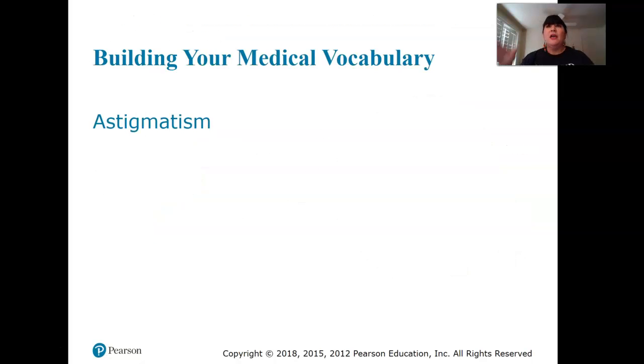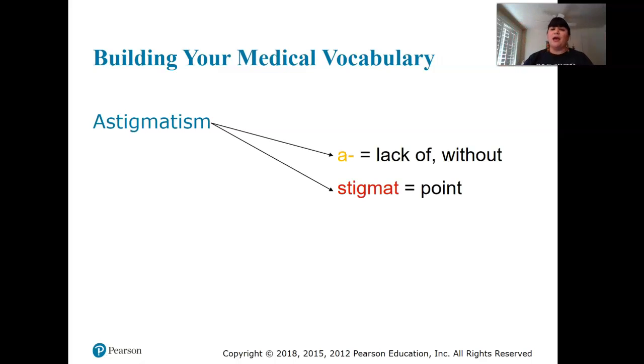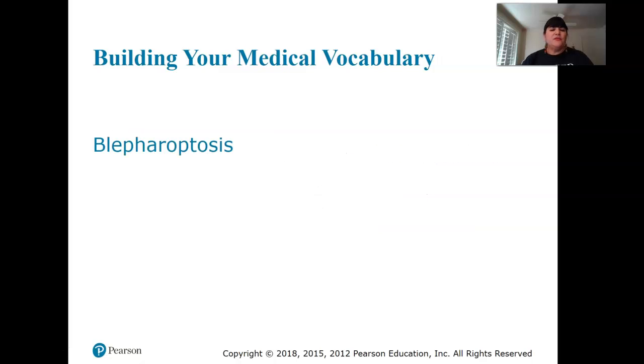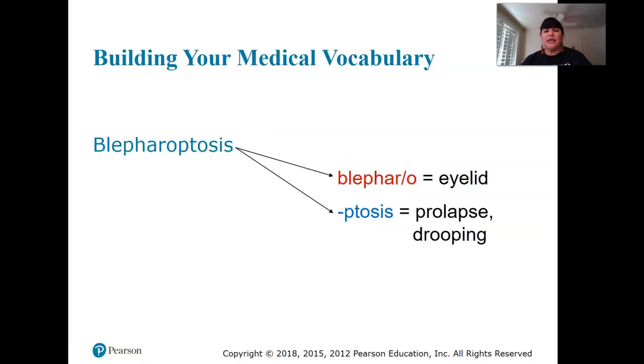Astigmatism, if you've ever heard that, people with astigmatism have a hard time with their peripheral vision. A, without, we know that. Stigma, point. Ism, condition. So they have a hard time with peripheral vision, and it has to do with the shape of the eyeball. Blepharoptosis, eyelid prolapse, drooping eyelid.